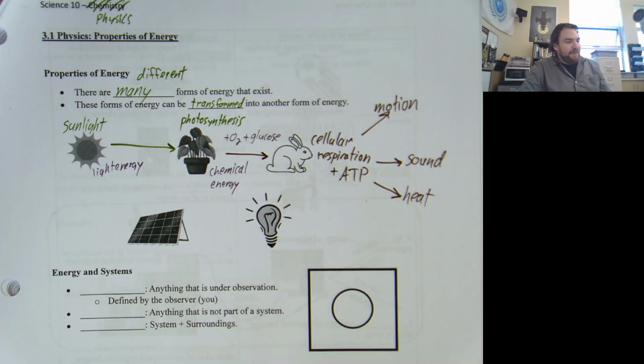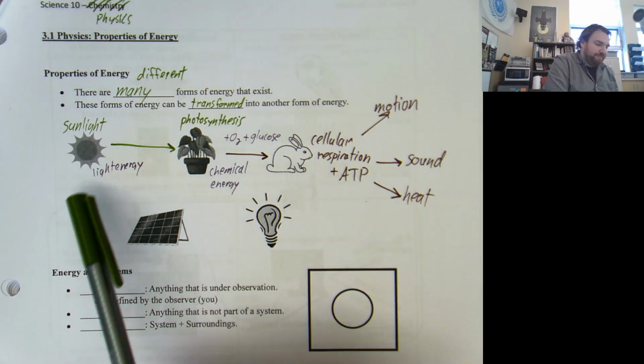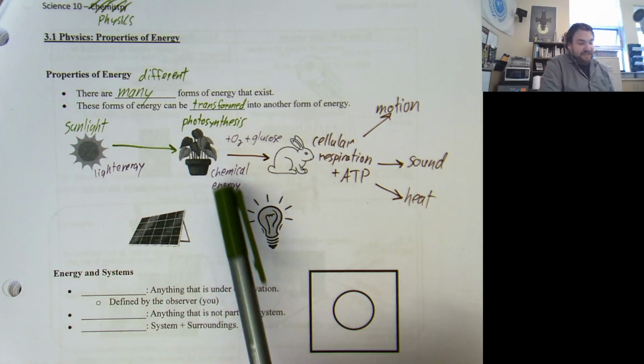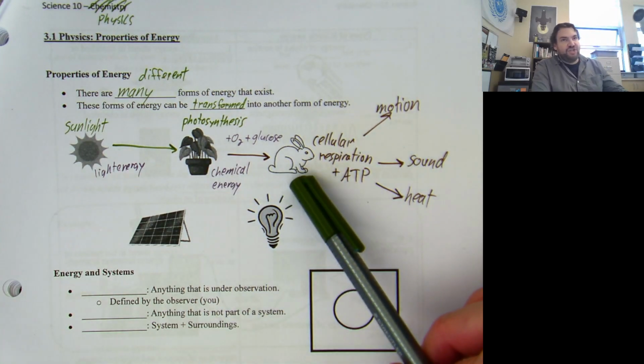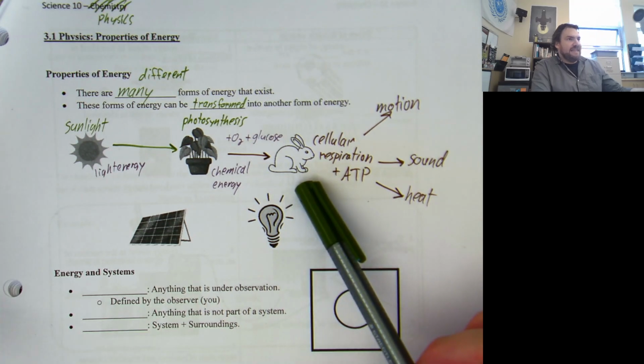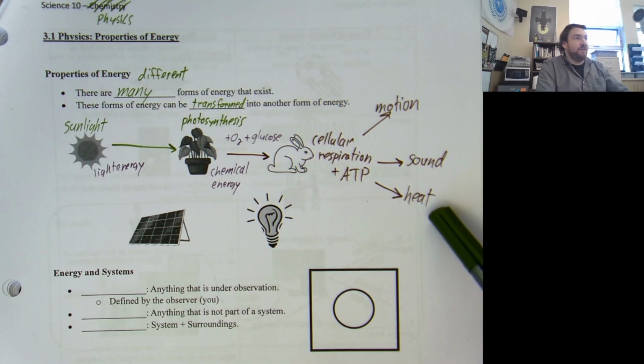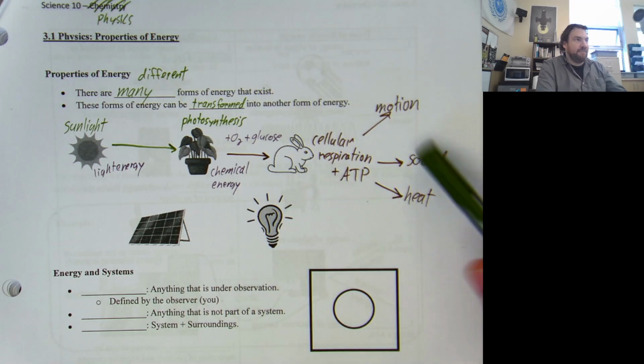Then we jumped in here, we started talking about properties of energy. There are many different forms of energy that exist, and they can be transferred or transformed. And we did this chain. We talked about how sunlight can be transformed via photosynthesis into chemical energy that you then change into a different form of chemical energy that you then convert into either motion, sound, or heat. That is the sum total of your existence as it relates to energy transformation. You eat, you release heat, sound, and motion.